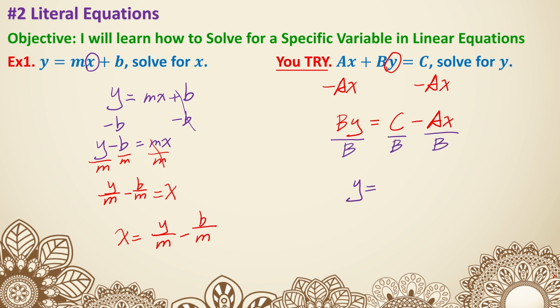We got y equals c over b minus ax over b. You can also choose to write it as negative a over b x and leave the x outside. They're the same. Okay, there you go. That is example 2.